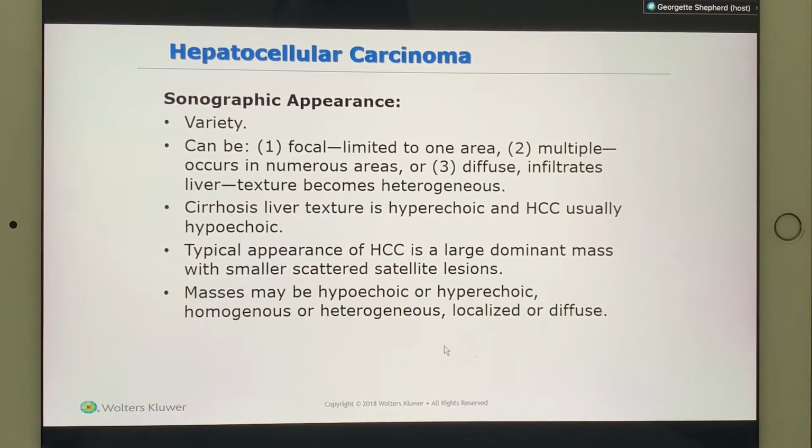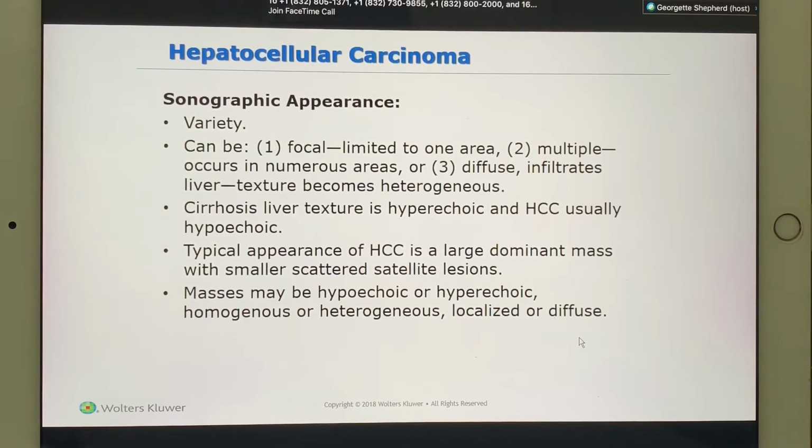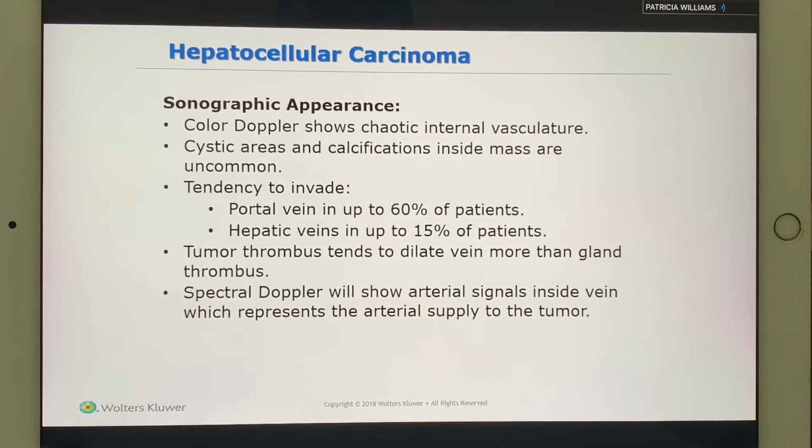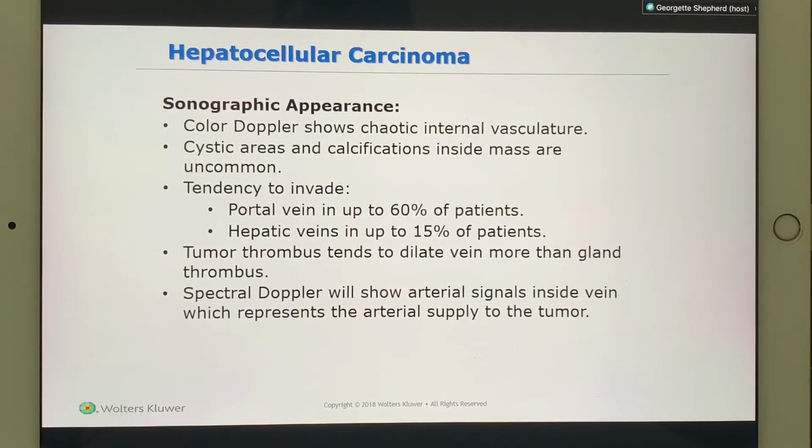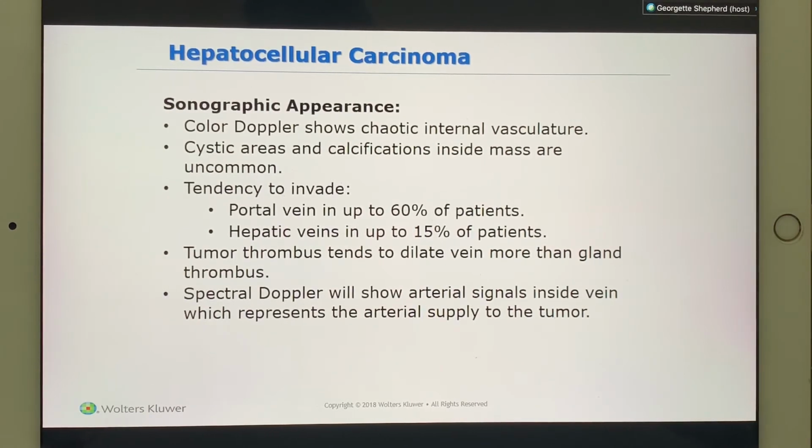They could be hypoechoic, hyperechoic, homogeneous, heterogeneous, localized, or diffuse. That describes every vocabulary word we've learned, right? So if we put color on it, which is what we're going to do, we're going to measure it with and without, and we're going to use color. It will be very chaotic, and you will have a mosaic pattern. Sometimes you can have cystic areas with calcifications.